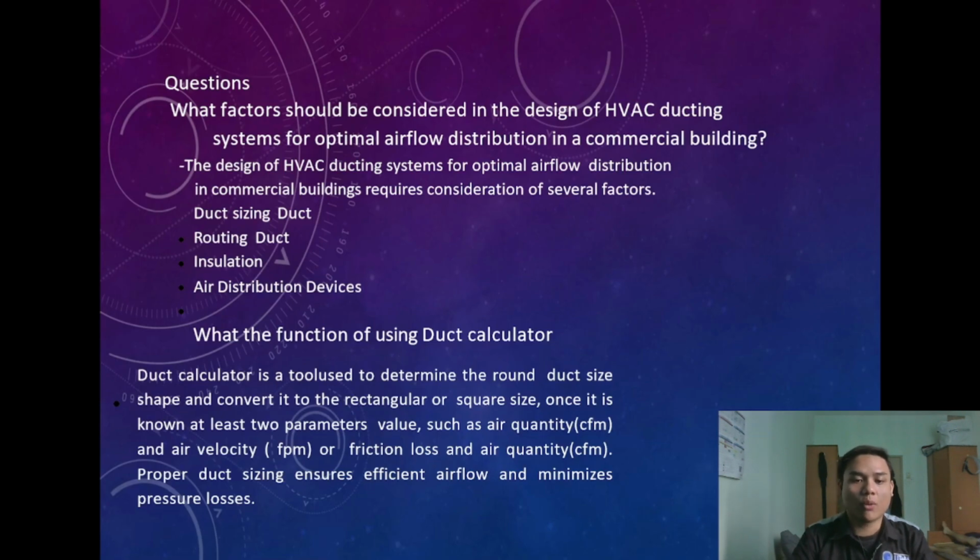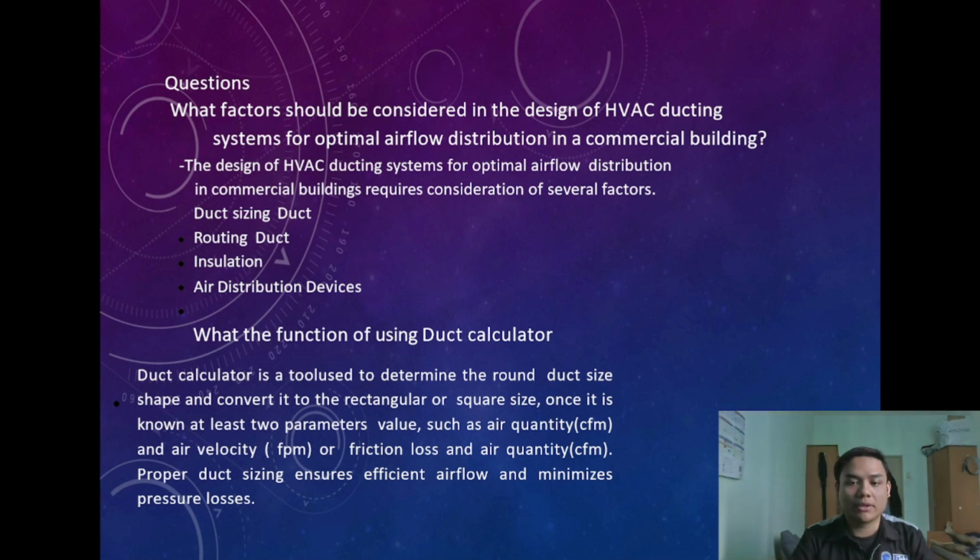My question is, what is the function of the duct calculator? A duct calculator is a tool used to determine the round duct size and shape, and convert it to rectangular or square size, once at least two parameter values are known, such as air quantity in cubic feet per minute, or airflow rate, and air velocity in feet per minute, or friction loss and air quantity in CFM. Proper duct sizing ensures efficient airflow and minimizes pressure losses.